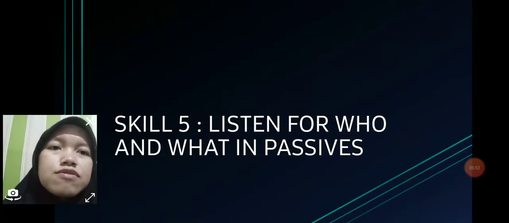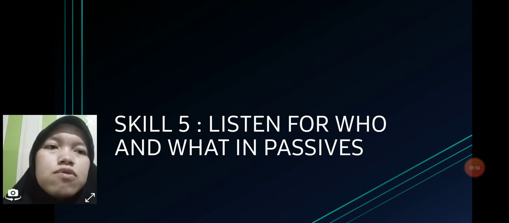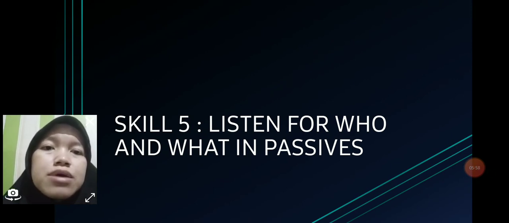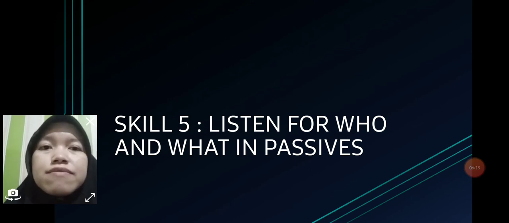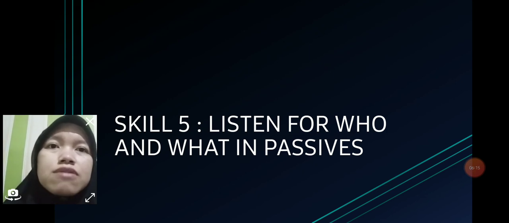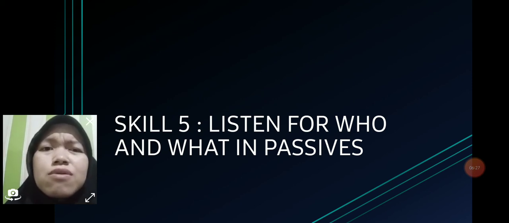Okay, let's go to skill 5. Listen for who and what in passive. First of all, you have to master active and passive sentences. You may check on the internet, or you may check your grammar book about passive and active sentences, or passive and active voice. If you understand it, you can handle this question so easily.